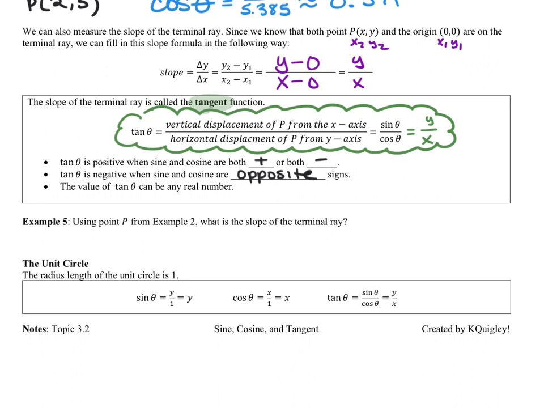So using, again, same point from example 2, which was (2, 5), we're going to find the slope of the terminal ray. Finding the slope of the terminal ray means that I am just really asking you to find tangent of theta. We said that tangent of theta would be the vertical displacement divided by the horizontal displacement, which is the same as sine divided by cosine, or y divided by x. 5/2 is a completely acceptable answer, but I can't help myself. This is a cute decimal, so we'll say it's 5/2 or 2.5. Both of those are fine answers.